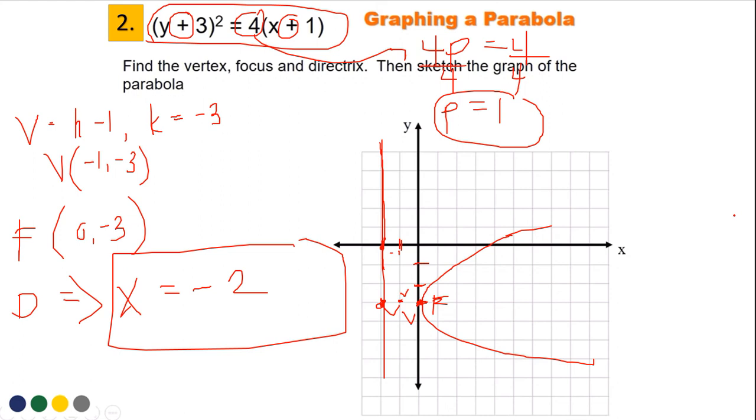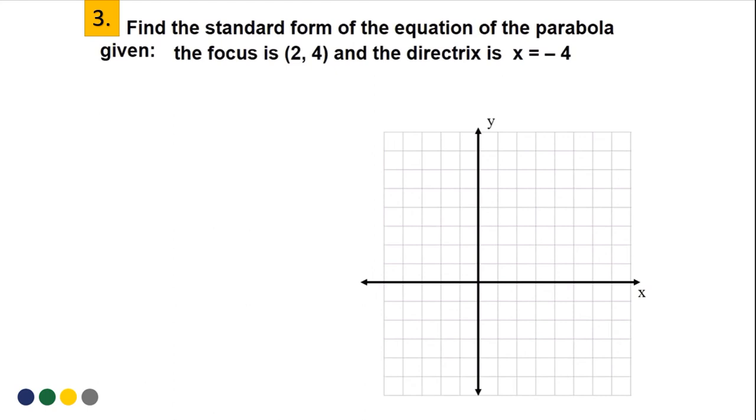Gets nyo ba? Nagets ba? Yes, sir. We already answered number 2. We have a graph, we have vertex, we have focus, and we have directrix. And let's move on to number 3.